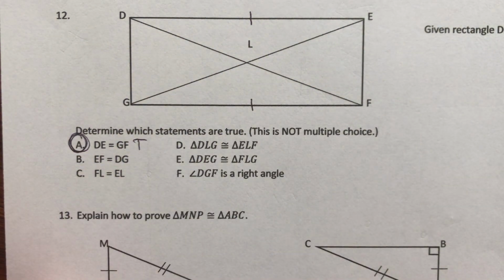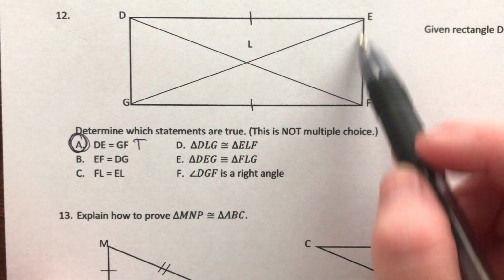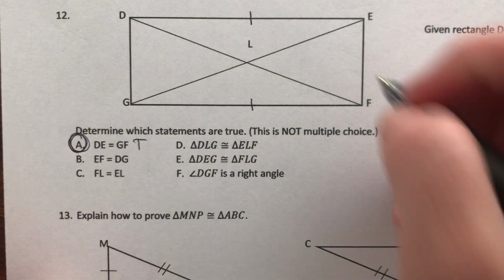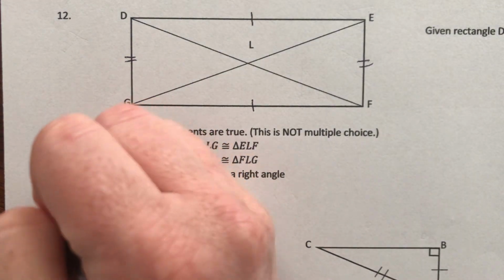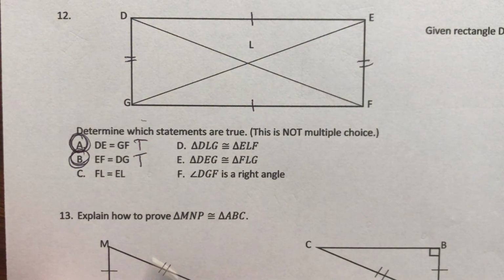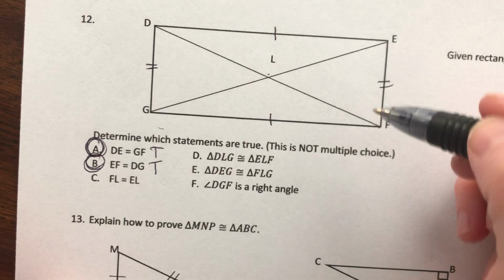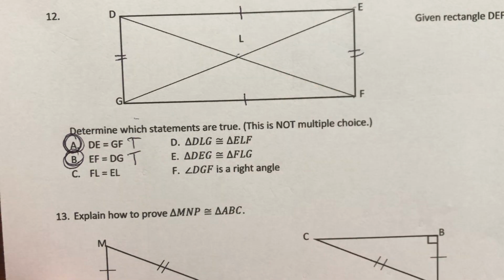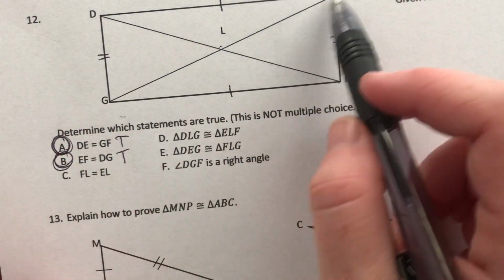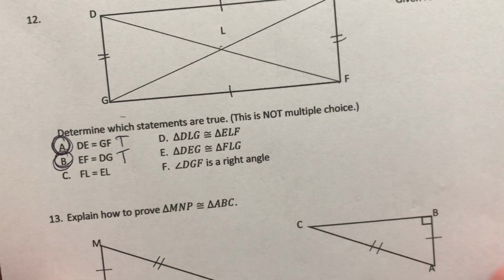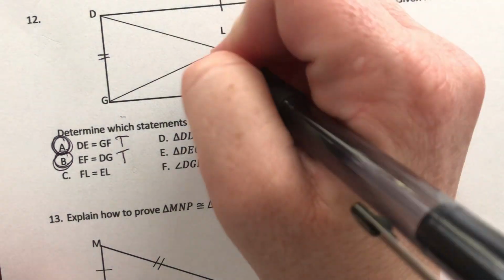B, EF and DG are congruent. Yep, exact same reason. Opposite sides are congruent and parallel. True. C, FL is congruent to EL. Yes, because diagonals of a rectangle are congruent and they bisect each other, right?